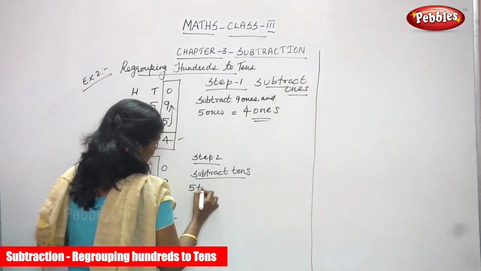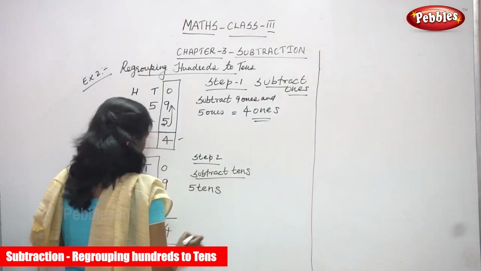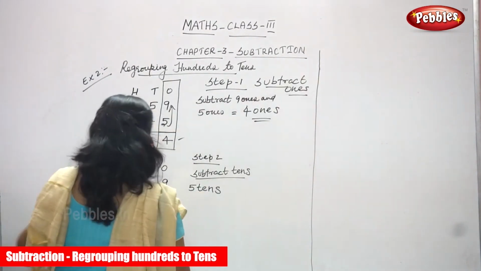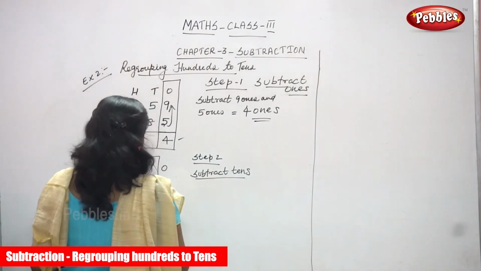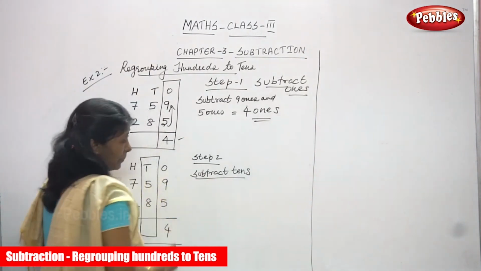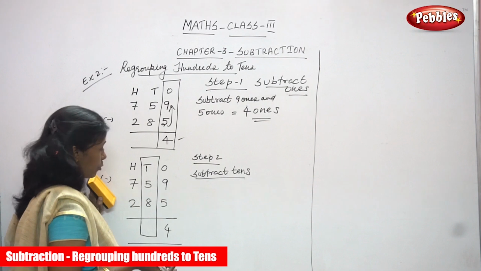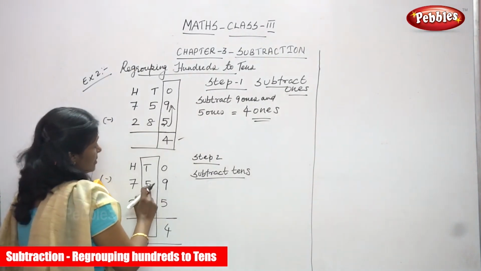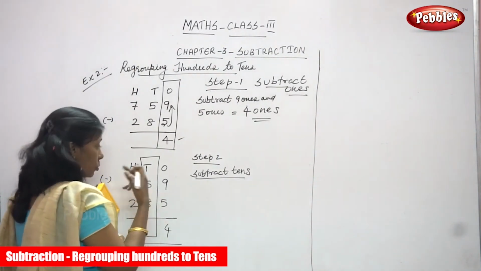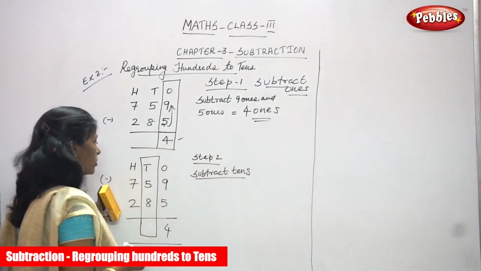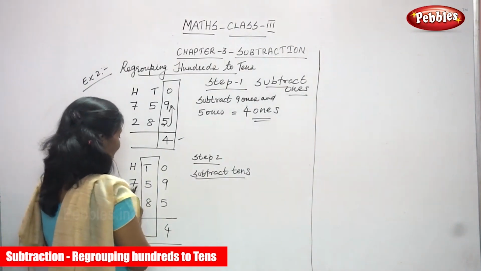That is 5 tens. Sorry, from 5 tens you have to subtract 8 tens. Not practically possible. The tens are not enough. So you have to regroup. So how are we going to regroup? You have to borrow from the hundreds.